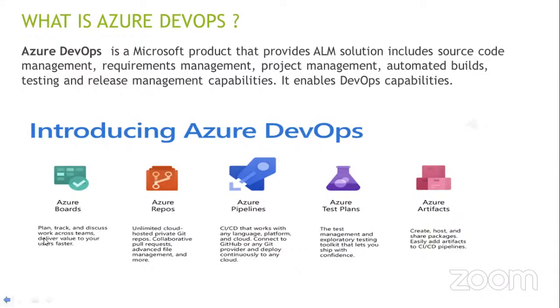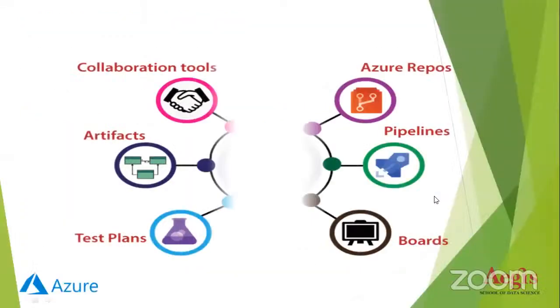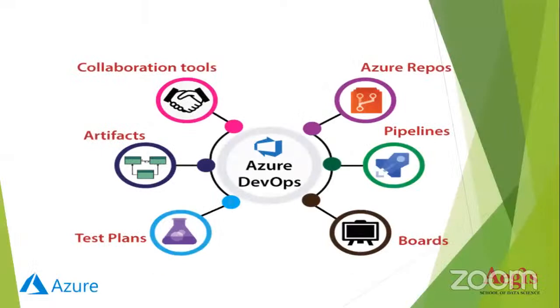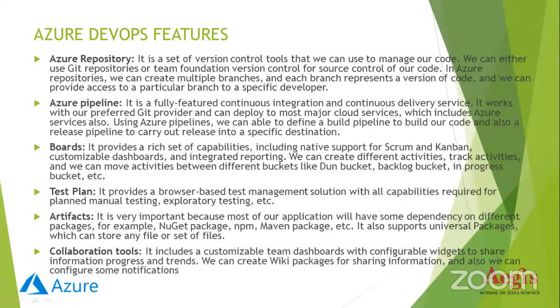These are the features available in Azure DevOps: Azure Boards, Azure Repos, Azure Pipelines, Azure Test Plans, and Azure Artifacts. If you see this picture, in Azure DevOps you will get all these features. With collaboration in Azure DevOps, you get the benefit of repos, pipelines, boards, test plans, artifacts, and collaboration. So let's understand their features.